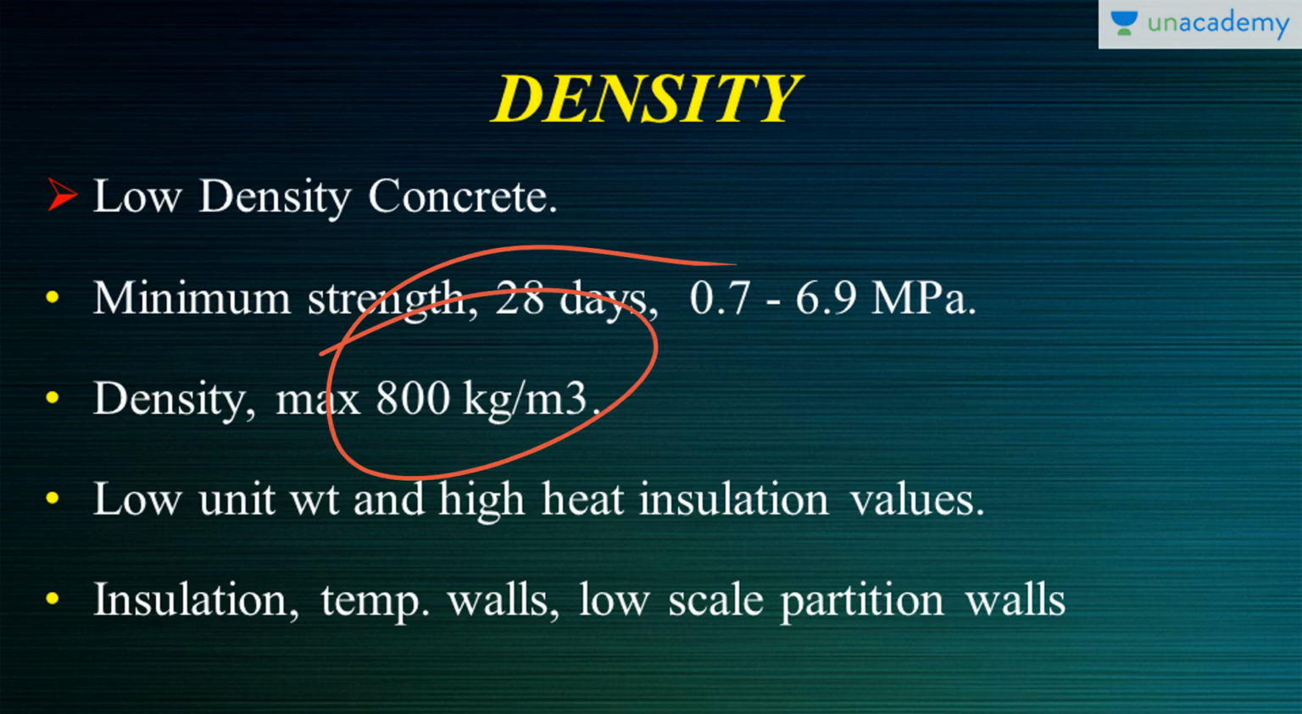Another characteristic of low density concrete is that it has low unit weight and high heat insulation values. That means the unit weight of this concrete is less, so the dead load of the entire structure will be low, and it also has high heat insulation values. So where is it used? It is used for insulation purposes, temporary walls, and low scale partition walls. All these places, low density concrete can be used successfully.